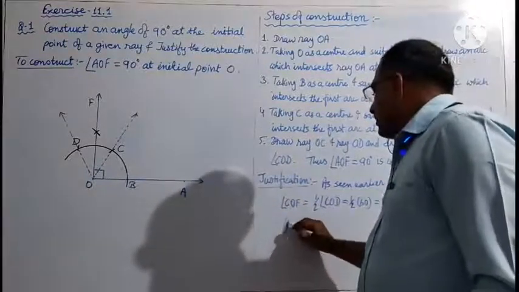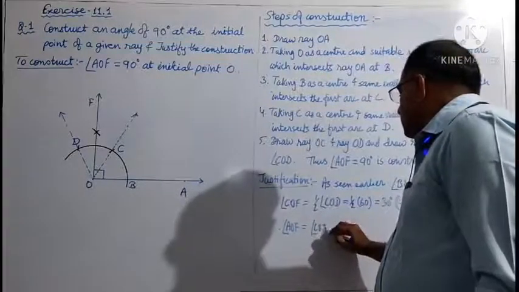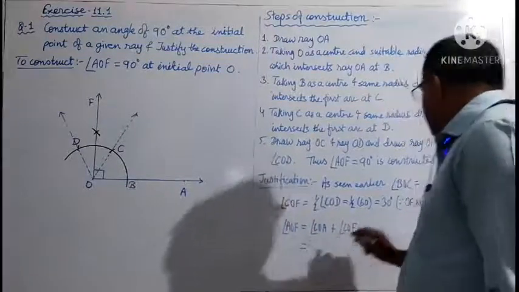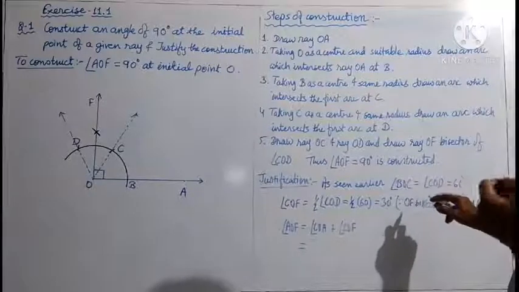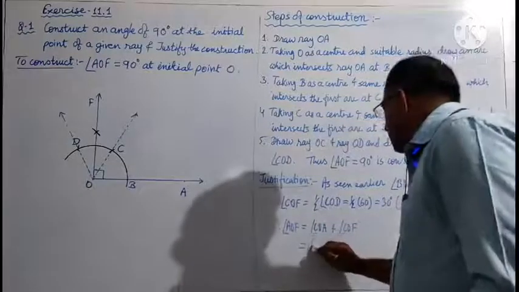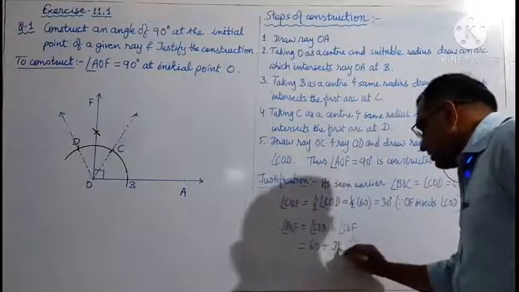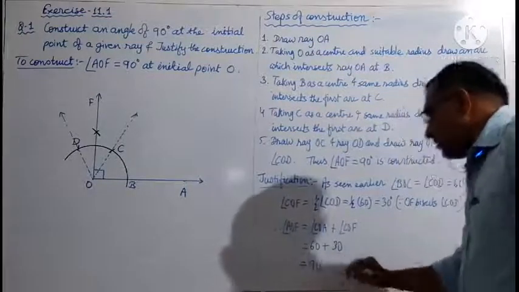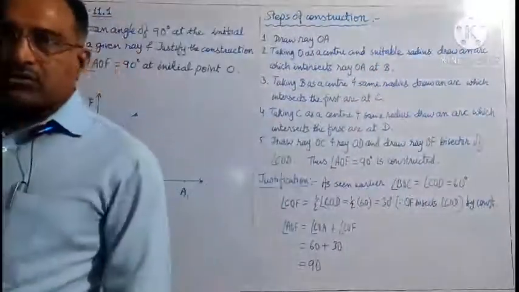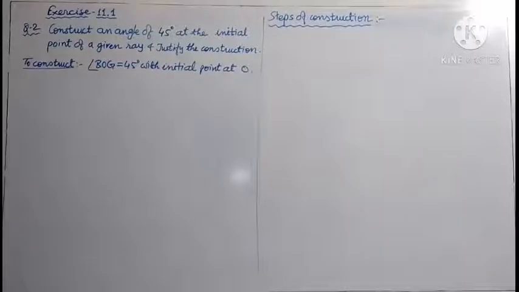Therefore angle AOF is equal to angle COA plus angle COF. Now COA, that is here angle BOC, and that is equal to 60 degree, plus angle COF, that is 30 degree, and that is equal to 90 degree. Thus angle AOF is equal to 90 degree. So this way we can construct angle AOF 90 degree.